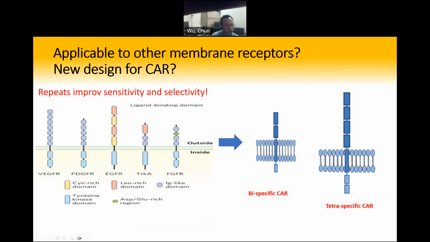If that's true, then we can borrow the idea to optimize the CAR to have the repeats in the extracellular domain and intracellular domain. And this has actually been successfully implemented by a UCLA group to develop bi-specific CAR. And in my group, we are now trying to develop this tetra-specific CAR targeting solid tumors.